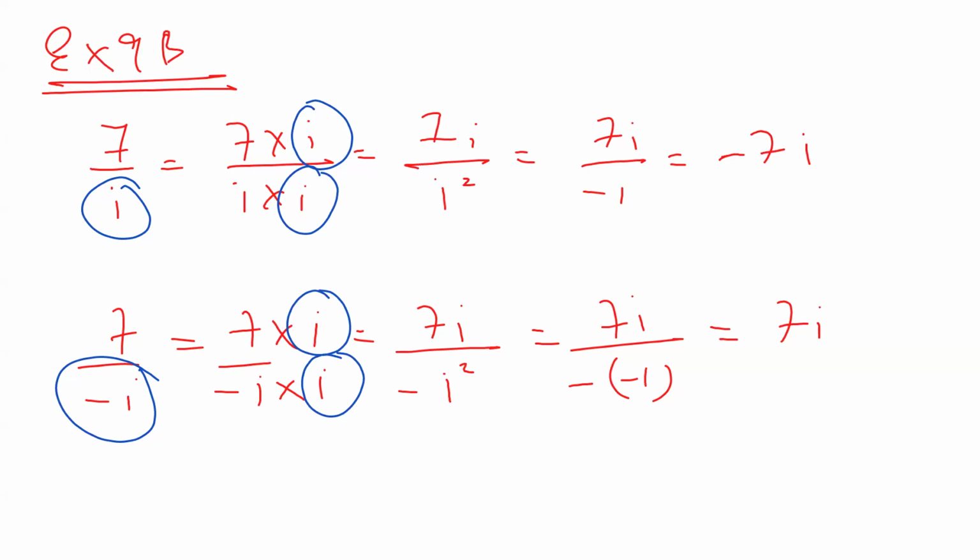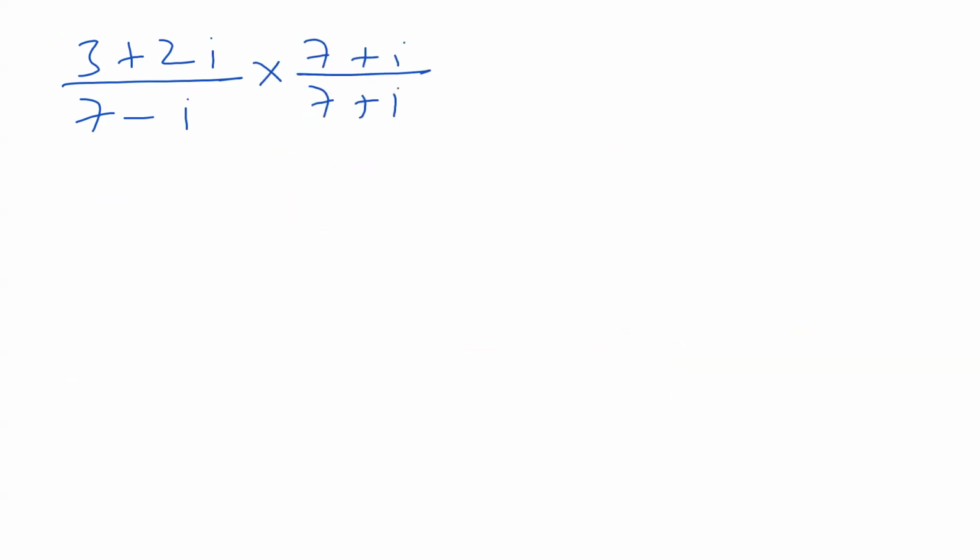Now the next thing is if something like this is there, 2 plus 3i upon 7 minus i. Now there is no single i. This time we are having 7 minus i, it's a proper format of a complex number. So whenever we are having a proper format of a complex number, multiply and divide with the conjugate of the denominator.